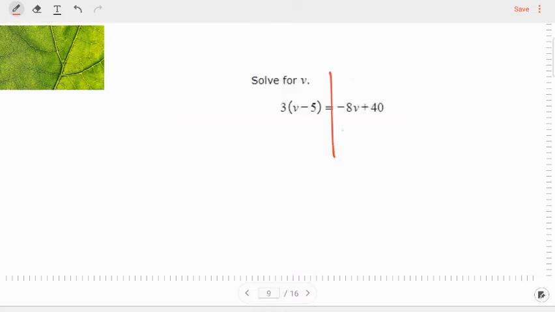Okay, again, draw my line down my equal sign, distribute. Because I always need to have both sides simplified.